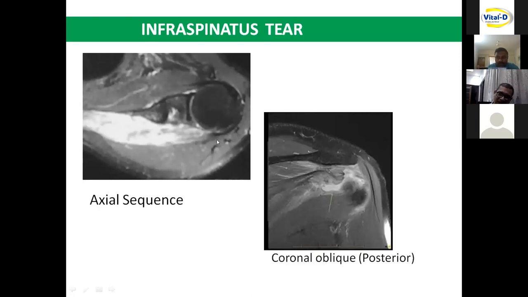And then the infraspinatus. This is an axial cut: this is the supraspinatus tendon, this is the infraspinatus, and the whole muscle shows fatty infiltration due to the tendon tear. In the coronal oblique, this is the supraspinatus tendon, and this is the infraspinatus tendon here. This is the trapezius muscle. That is a coronal oblique posterior cut. That is the infraspinatus muscle tendon here. So it is a complete tear with fatty infiltration. It is a chronic tear.